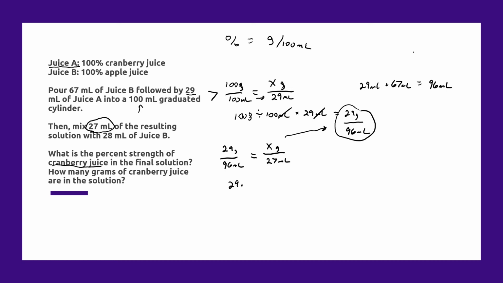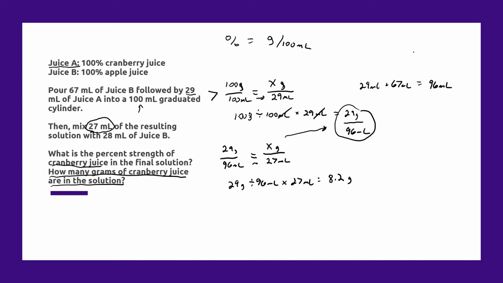So again, we take 29 grams divided by 96 milliliters, cross multiply by 27 milliliters. This will tell us how many grams we have. 29 divided by 96 times 27, and I get 8.15, which we'll round up to 8.2 grams. So this is actually the answer they're asking for right there. We've got 8.2 grams of cranberry juice in that final solution.